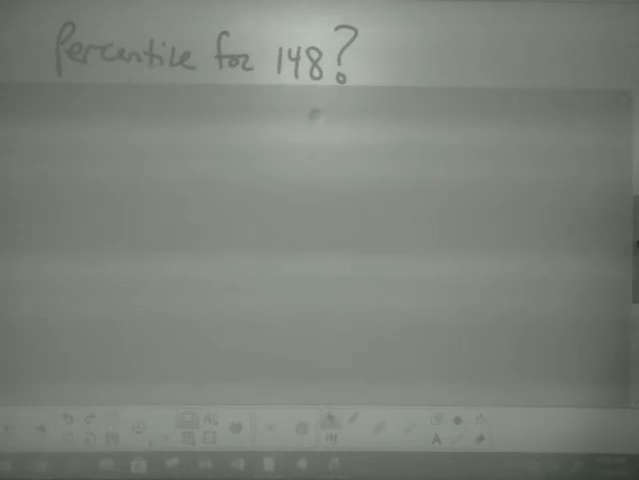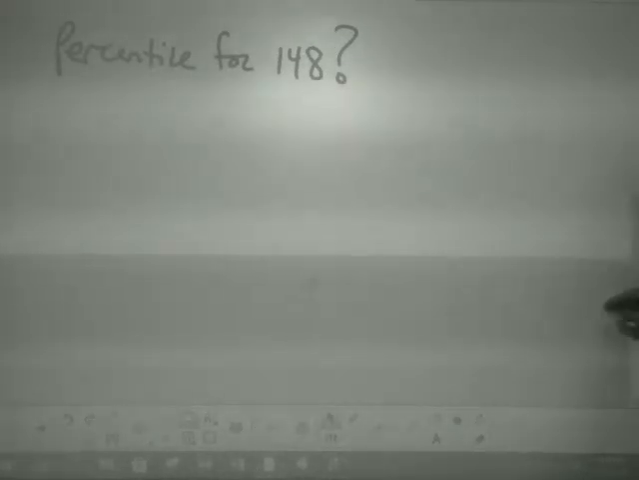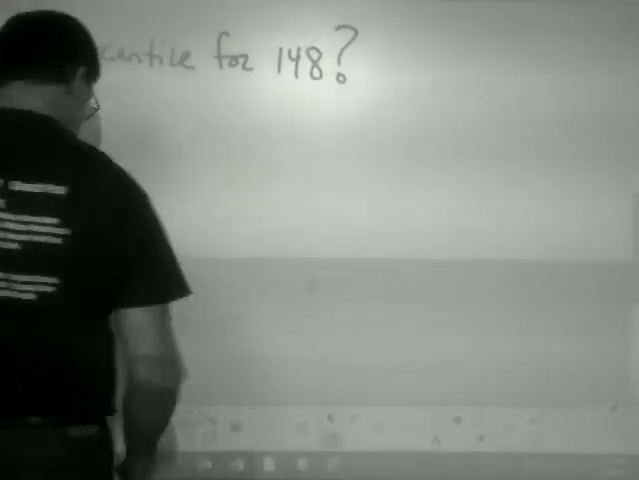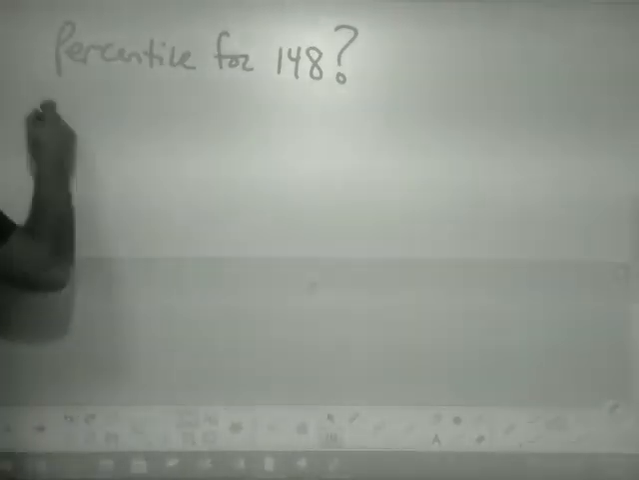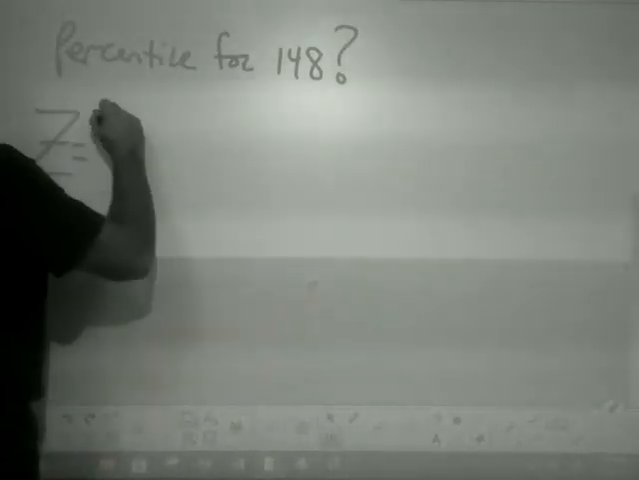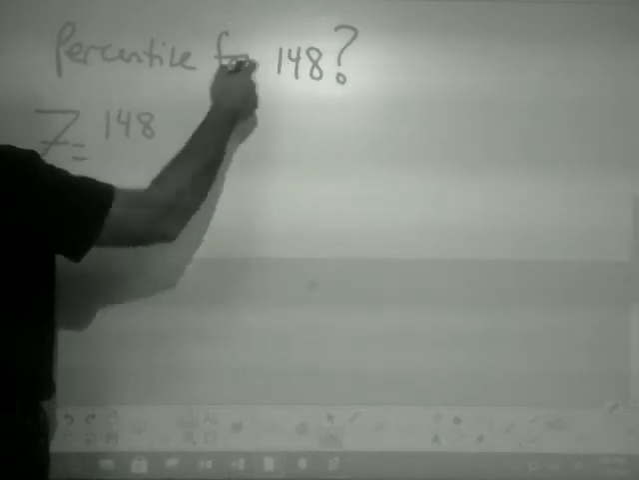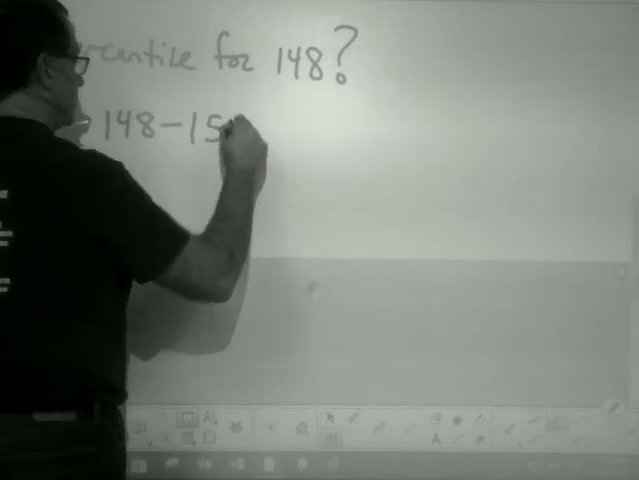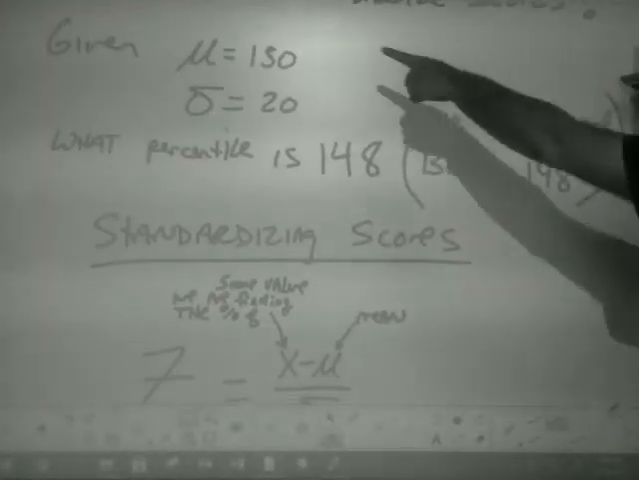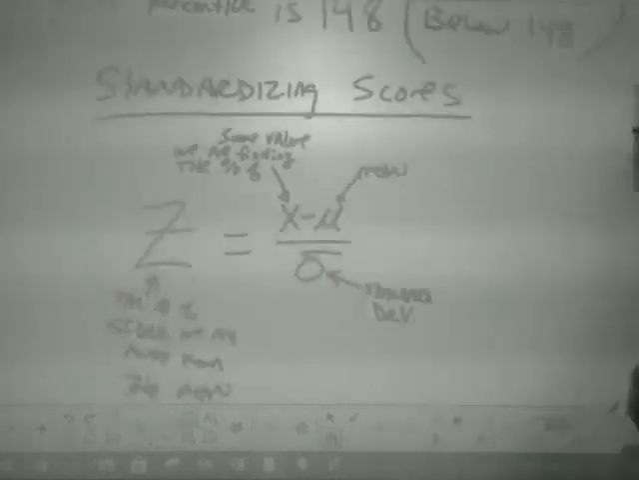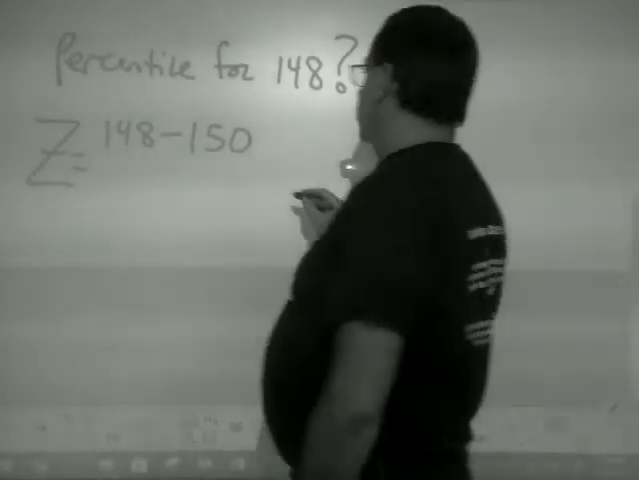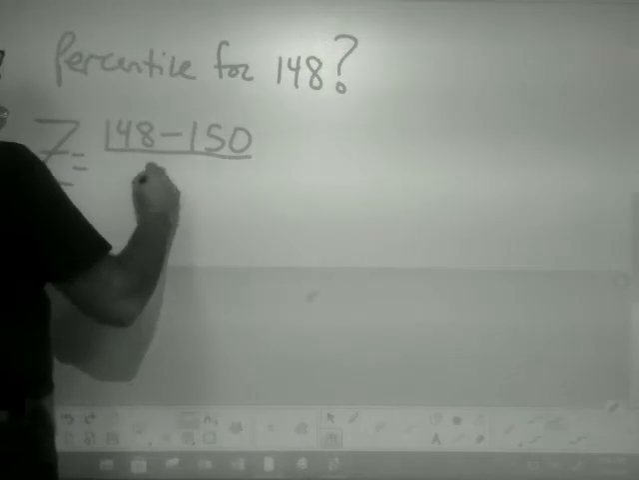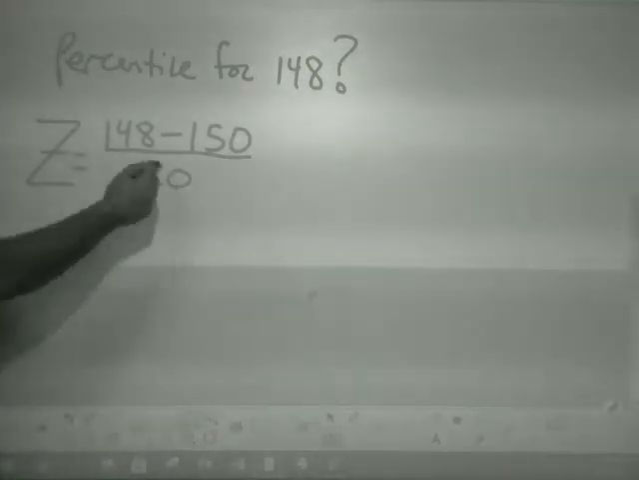So let's look at 148 then. So I need to use this formula for 148. So z will equal 148, because that's the number in question, minus the mean of 150, because that was the given mean when we started the problem up here, mean of 150, divided by the standard deviation of 20. So you have to set up the formula.